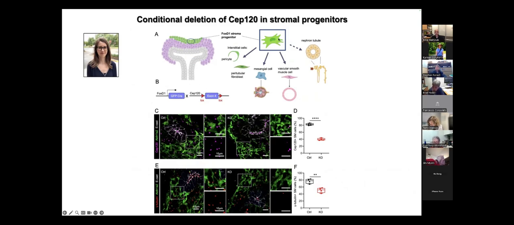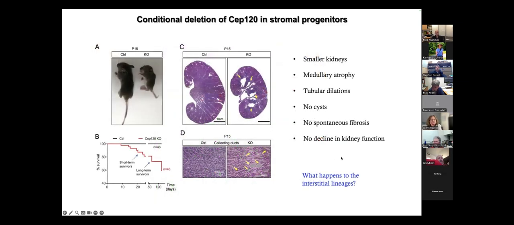And the idea was to look at what happens to the progenitor cells, and what happens to the cells that are derived from them, the stromal populations. Also, what's the effect on nephron development, because we know the stromal progenitors can influence nephron maturation and timing. So Ava crossed these mice. She could confirm SEP120 loss and centrosome loss in the stromal progenitors. And then I'm just going to summarize for you quickly some of the main take-home messages from this paper.